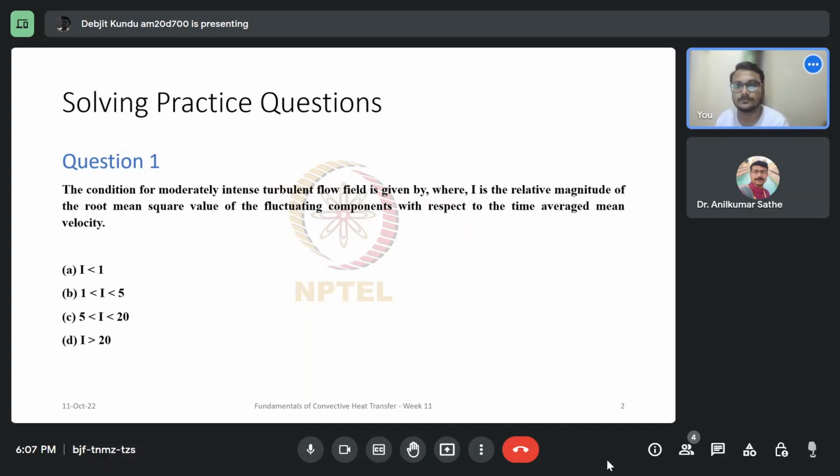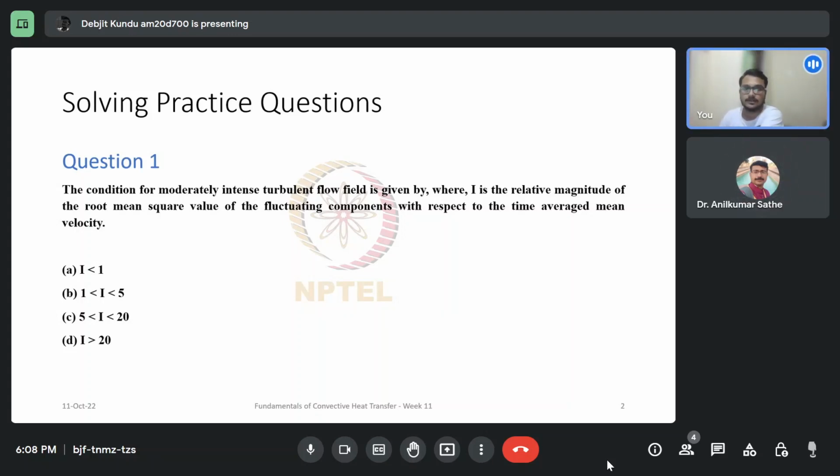Question one says that the condition for a moderately intense turbulent flow field is given by, and here I is the relative magnitude of the root mean square value of the fluctuating components of velocity with respect to the time averaged mean velocity. Is it option A, I less than 1? Option B, I greater than 1 but less than 5? Option C, I greater than 5 but less than 20? Or option D, I greater than 20? Option B.